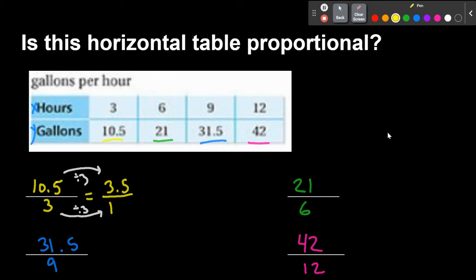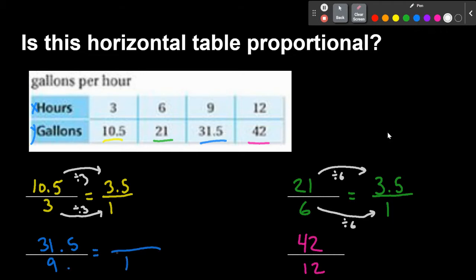If we find that all these other unit rates are also 3.5, then we can say that this table is in fact proportional. Let's take a look at our next one here. Again, we're getting our denominator to be 1. So we're going to divide by 6, divide the top by 6, and 21 divided by 6, we get 3.5. All right, guys, this is looking good so far. Now, just 2 data points is not enough to determine that this is proportional. What we need to show is that all 4 of these unit rates will be equivalent to 3.5. Let's move along here.